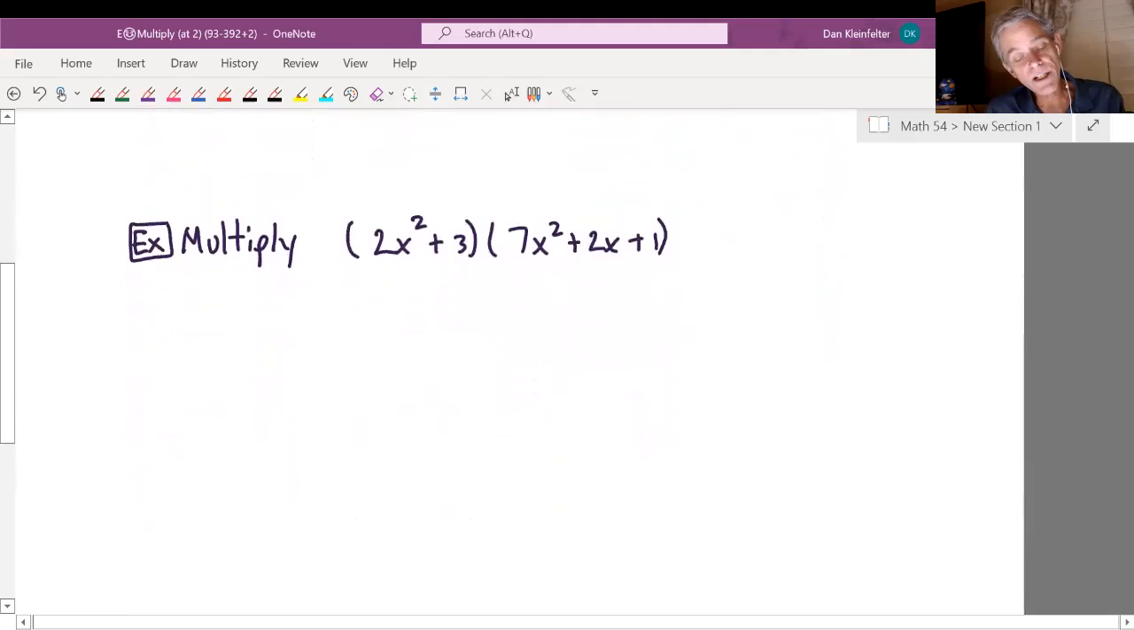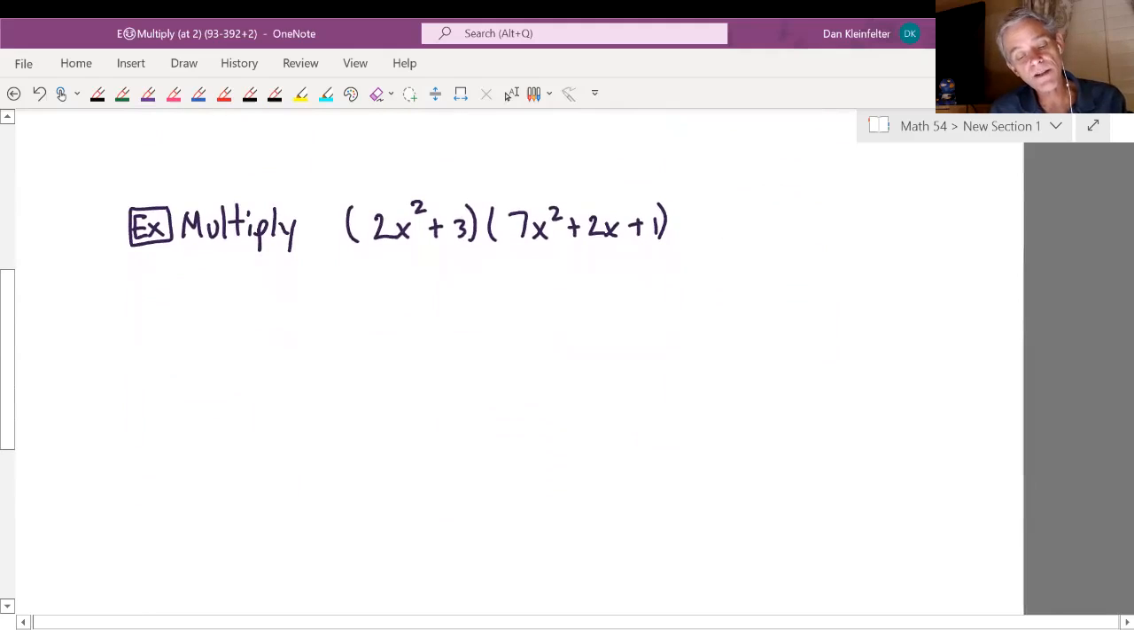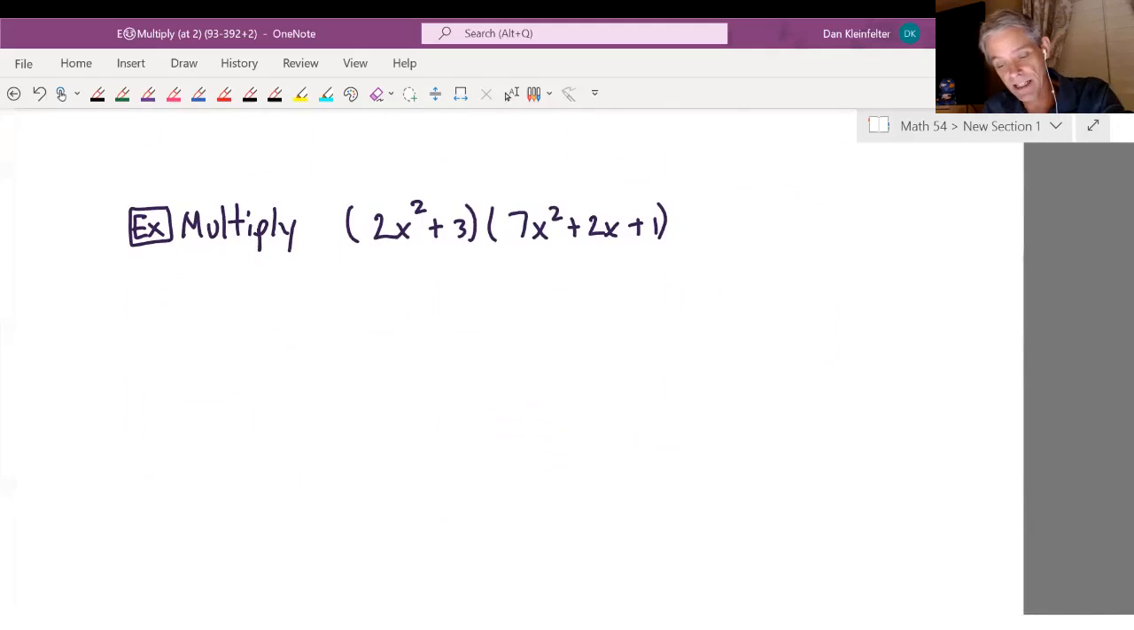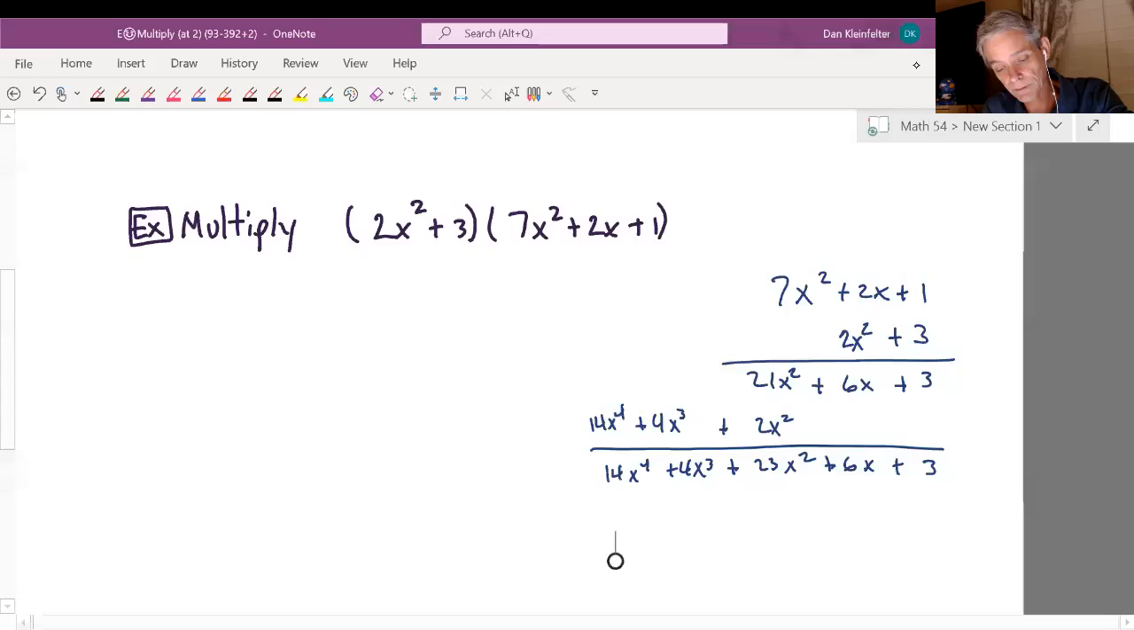Okay, so here's one to try. Take a minute, pause the video, try this one yourself using a method of your choosing, and then restart the video and see how you did. All right, let's see how this comes out.